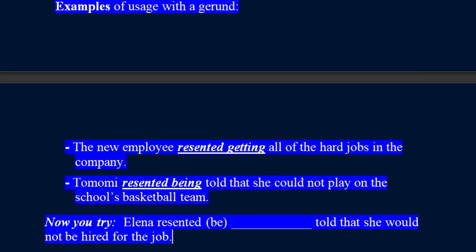Now you try. Elena resented be told that she would not be hired for the job. Elena resented being told that she would not be hired for the job.